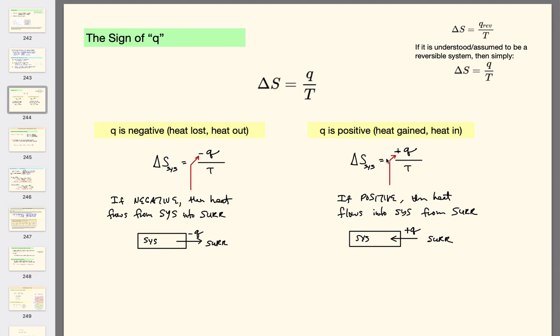Okay, so let's just look. If delta S is positive, and you know this, you have heat coming into the system. This is just kind of a review of where Q is. Okay, because it's going to relate to this.